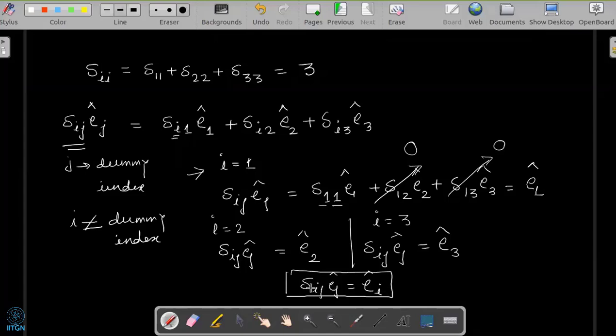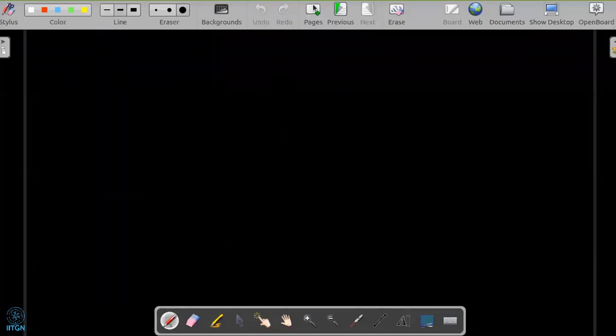So here you see, when you multiply the base vector ej with the Kronecker delta ij, you get ei. Now we will use this in the scalar product of two vectors, and also further I will discuss some very interesting properties of this Kronecker delta. So let's see the scalar product of two vectors.